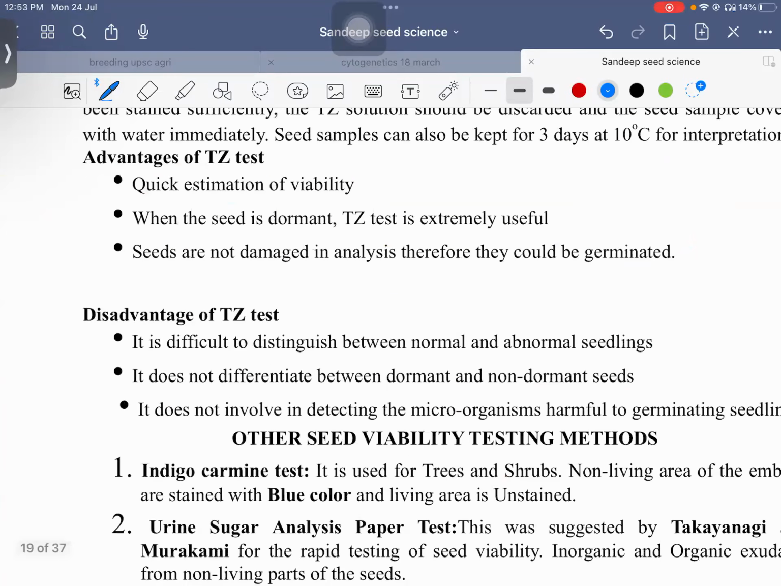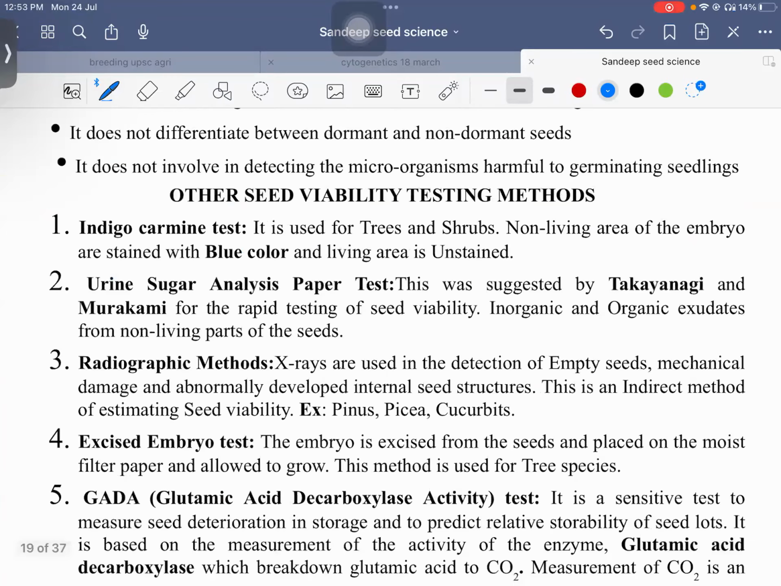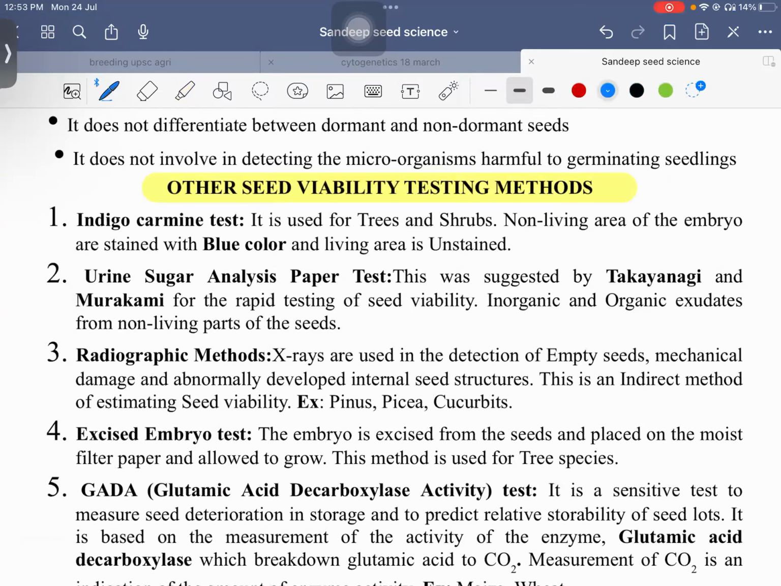So in that, the other tests, some of the other tests, please remember, not everything, one or two, so that you'll be able to write what are the seed tests which are done. So in that, viability and vigor, if they ask, some viability tests and some vigor tests you should know. So one is the indigo carmine test. Okay, indigo carmine test. It's usually done in trees and shrubs. So the non-living area of the embryo will be stained blue and the living will be unstained.